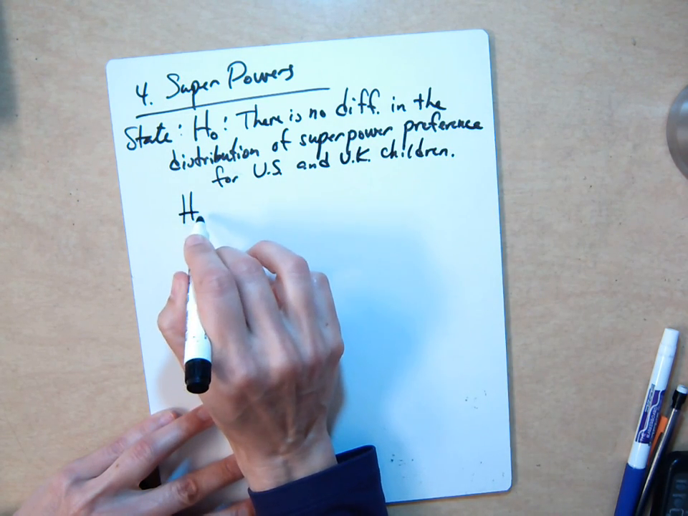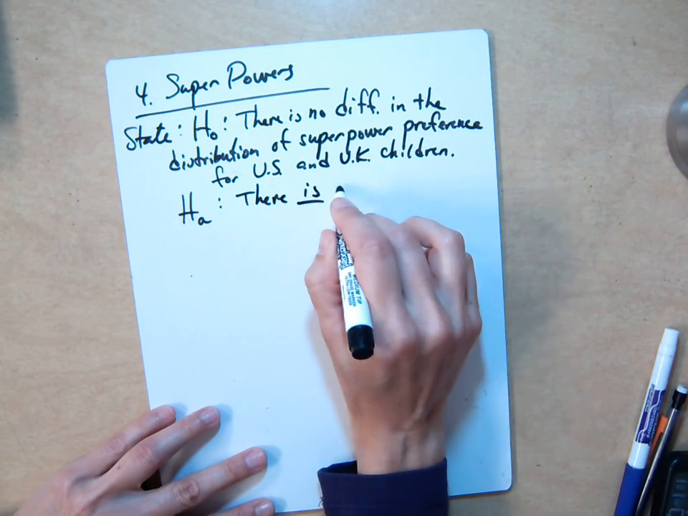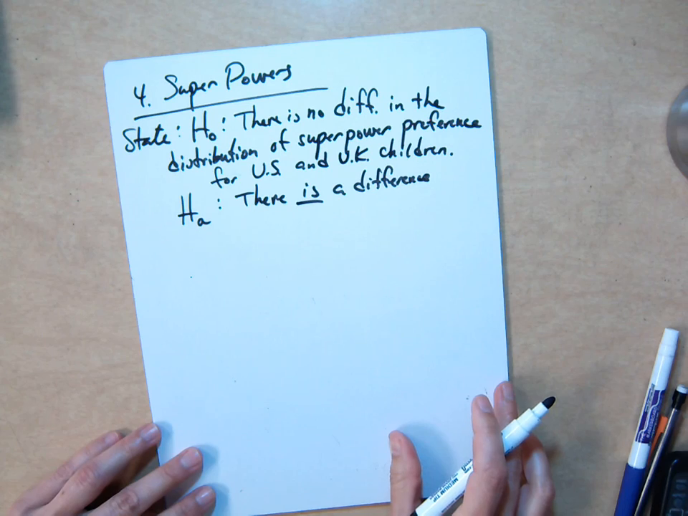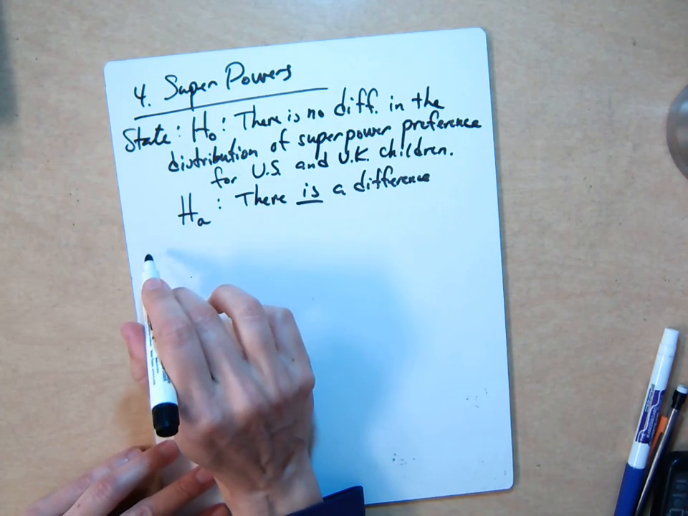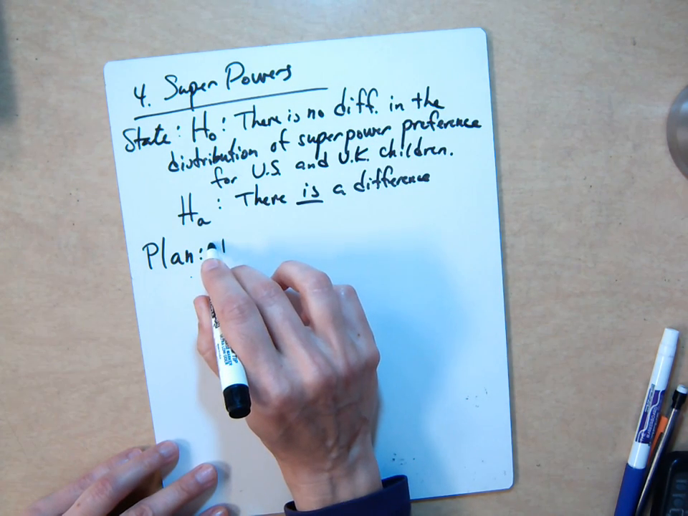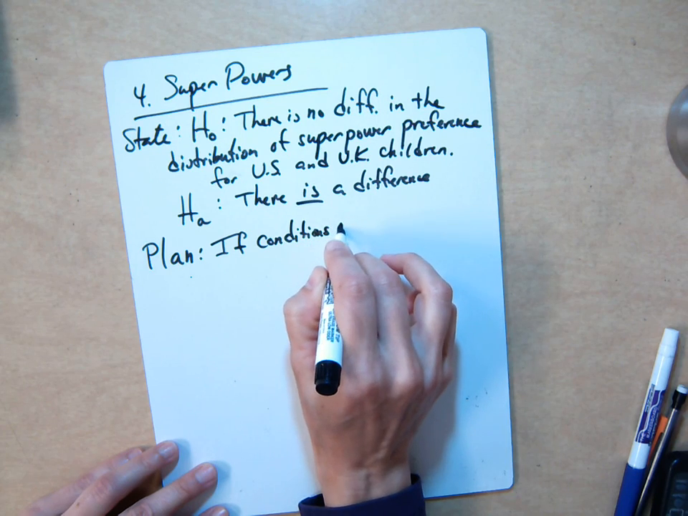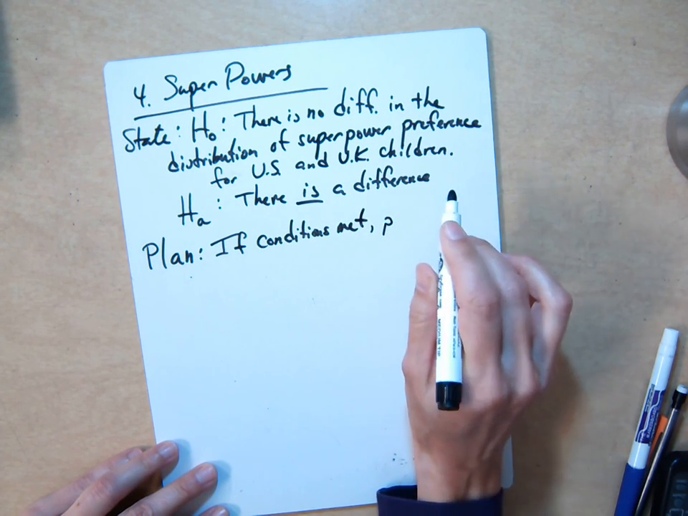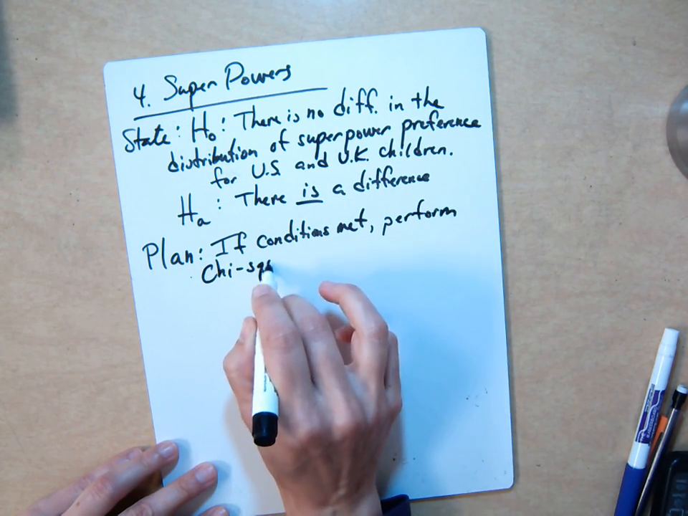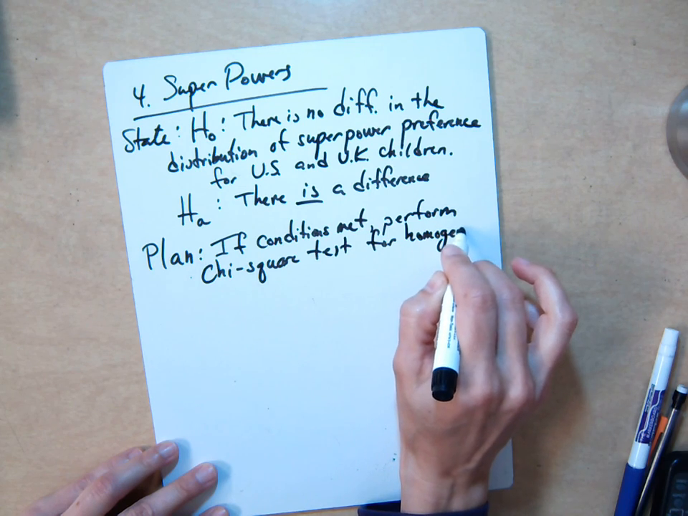And that's H0, and H sub A is there is a difference, and that's it. There is a difference. So the plan is, if the conditions are met, perform chi-square test for homogeneity.